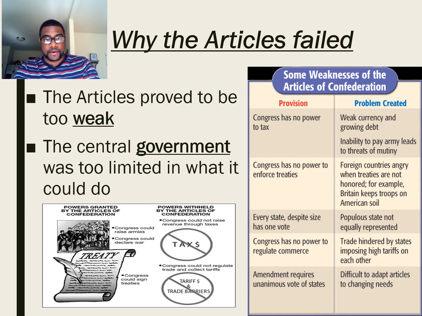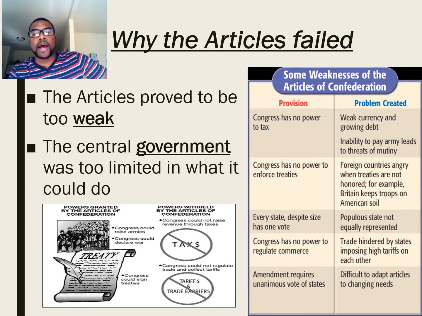Why the Articles failed. The Articles proved to be too weak. The central government was too limited in what it could do, as I said before. Some of the weaknesses of the Articles of Confederation: Congress had no power to tax. The problem was it left a weak currency and growing debt. Inability to pay the army leads to threats of mutiny, of course, which is their own people turning against them.